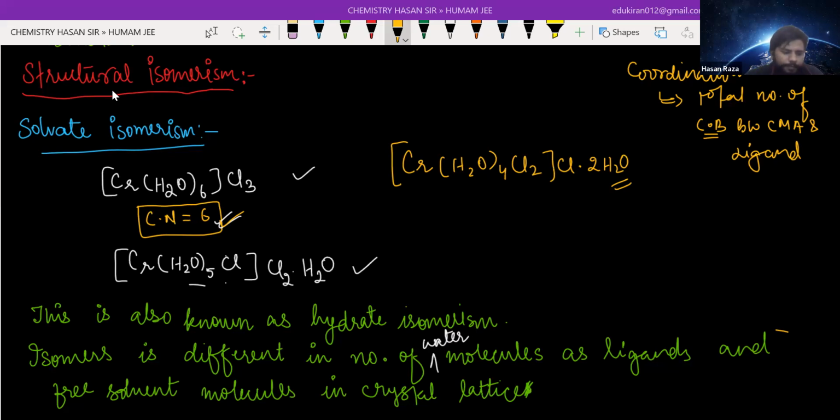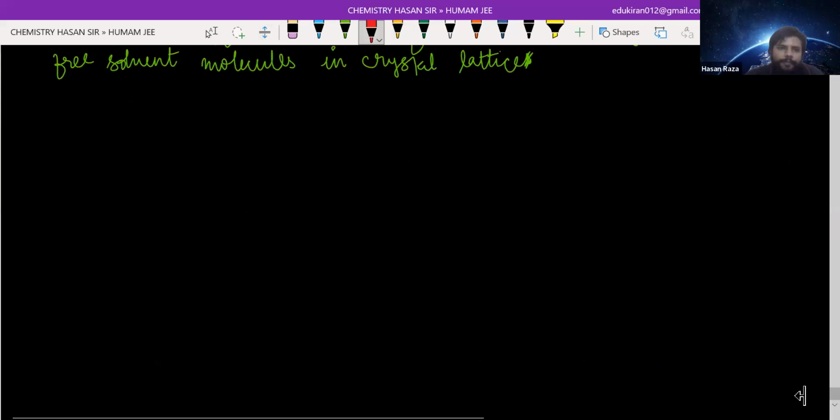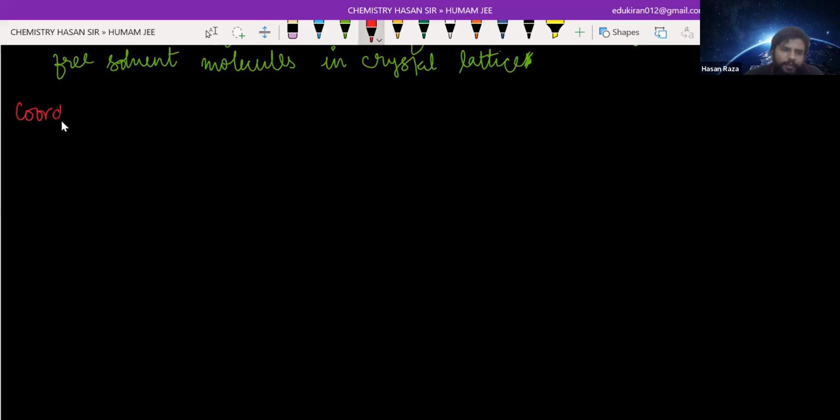Very good. Now see, the next isomerism I'm going to take is coordinate isomerism. What is coordinate isomerism? I'm going to explain with the help of an example.